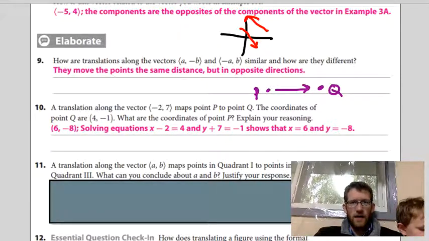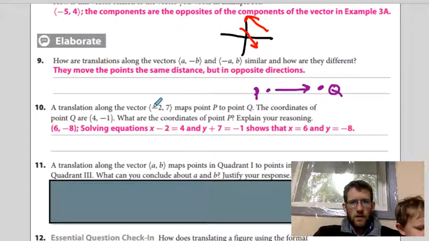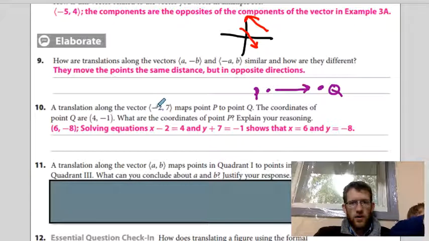So we can algebraically just think, okay, -2 plus what number equals 4, and 7 plus what number equals -1? Well, it's 6 and -8, right? So instead of adding these values, we'd subtract these values from point Q.